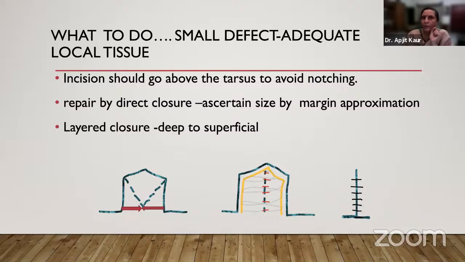So if you have a small defect with adequate local tissue, and how do you know that the tissue is adequate? I've drawn this by hand and tried to show that you pull the cut edge. If they get approximated, you have adequate local tissue. Go in for a direct suturing. First suture the deeper layers, and then you suture the anterior layers, and you finally get a straight line.